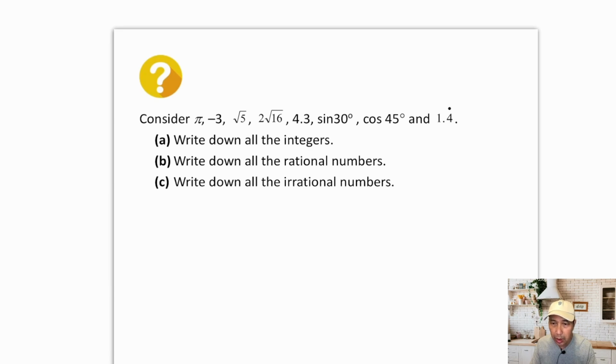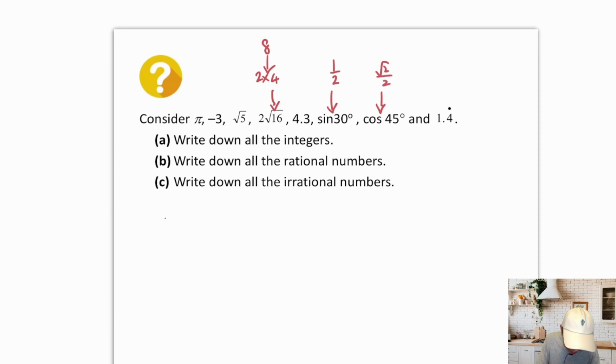In the last question, consider these numbers. Write down all the integers, rational numbers, and irrational numbers. Perhaps we need to simplify some of the numbers. Now this number is equal to 2 times 4, which is equal to 8. And 30 degree and 45 degree are special angles. Sine 30 degree is equal to 1 over 2. Cosine 45 degree is equal to root 2 over 2.